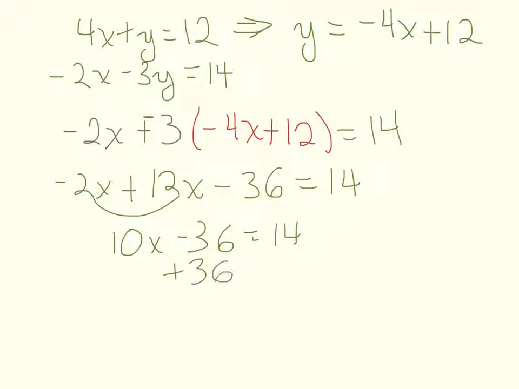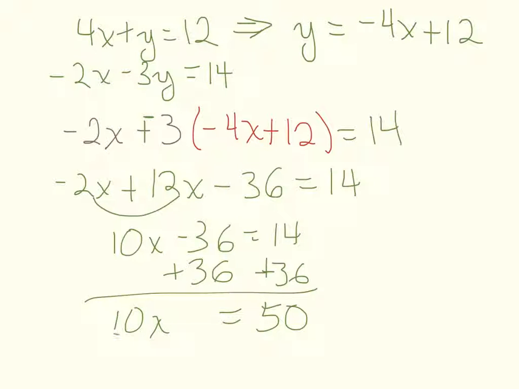Add 36 to both sides, and we get 10x is equal to 50. Divide both sides by 10, and we end up with the result x is equal to 5. And once again, just like before, we're not done. That gives us x. We still have to find y.